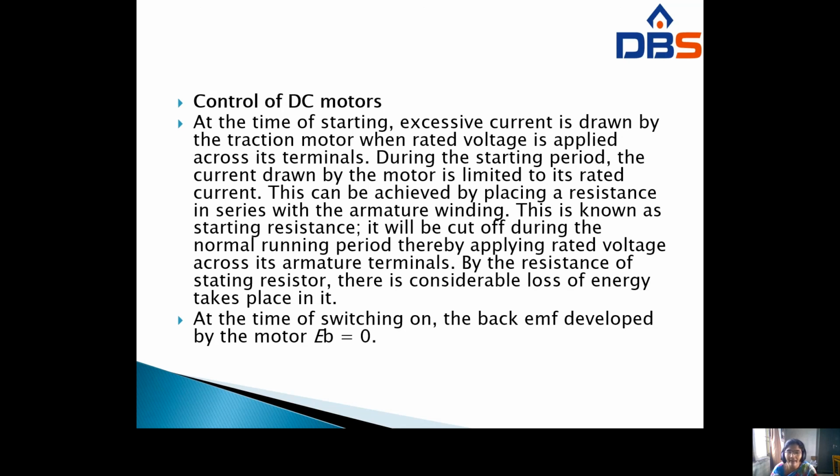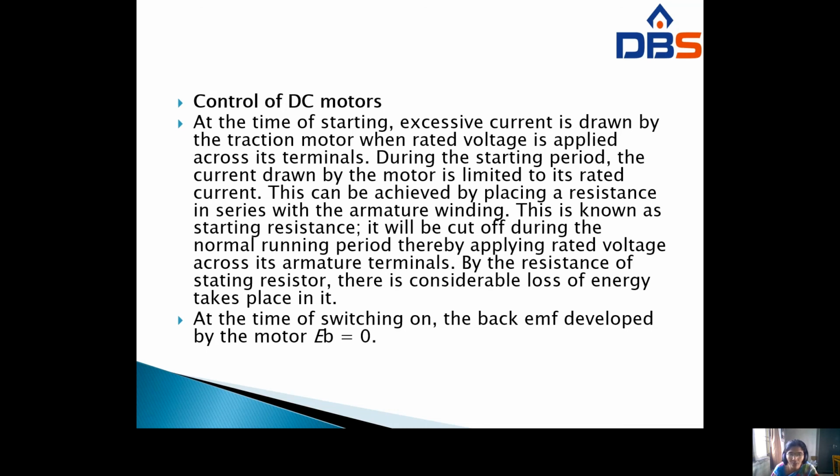During the starting period, the current drawn by the motor is limited to its rated current value. This can be achieved by placing a resistance in series with the armature winding. In a motor you have armature winding and field winding. To reduce that excessive current, you connect one resistance in series with which winding? The armature winding. This is known as the starting resistance.